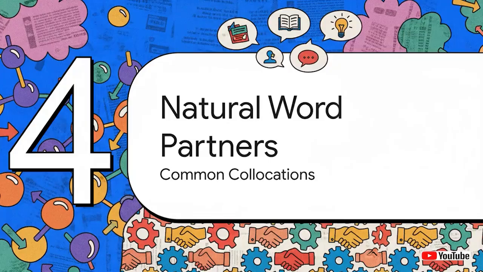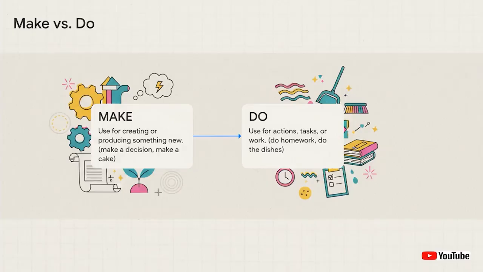So, you've got the grammar down. That's awesome. But sounding truly natural is about more than just rules. It's about knowing which words just belong together. They're like little word partnerships, and we call them collocations. Let's start with a classic duo that gives everyone trouble: make versus do.